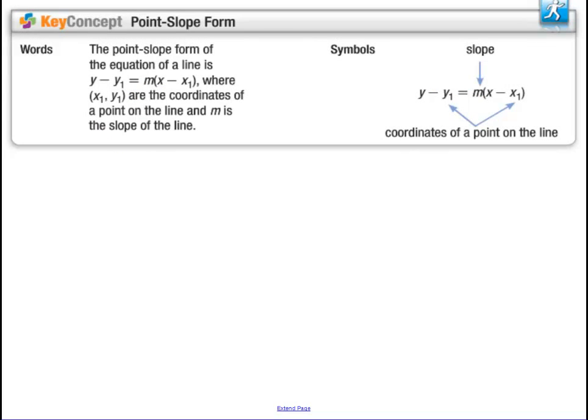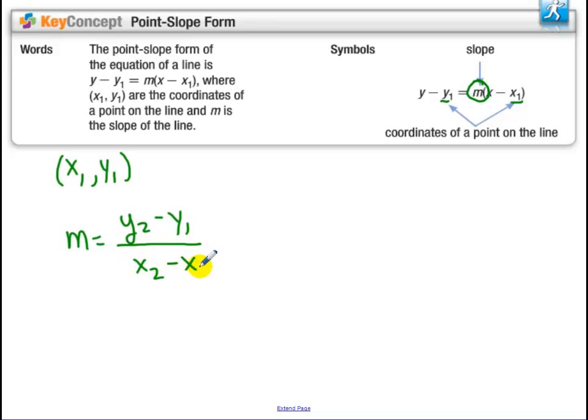Another way to write an equation of a line is to use the point slope formula, where x1 and y1 are any points on the line. So these are any points on the line. And m is our slope. Now I just want you to think about what we used for slope. Remember, for slope we said it's y2 minus y1 over x2 minus x1.